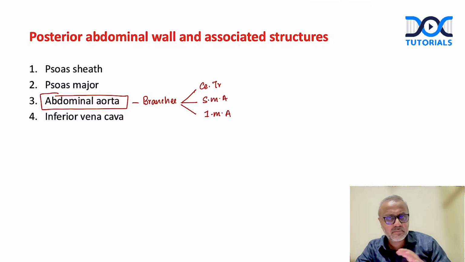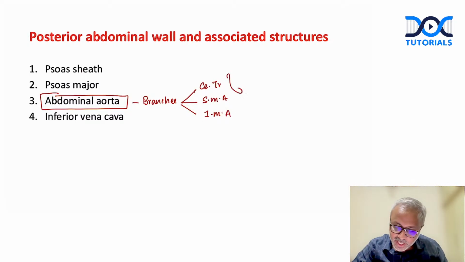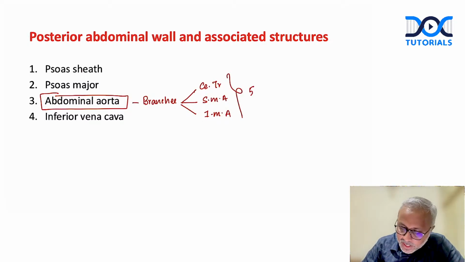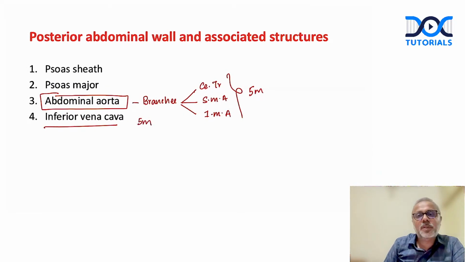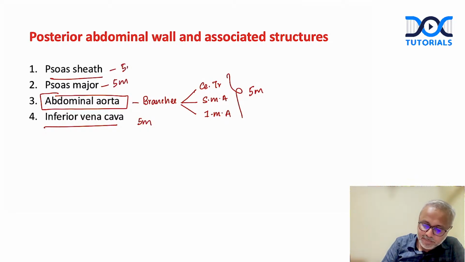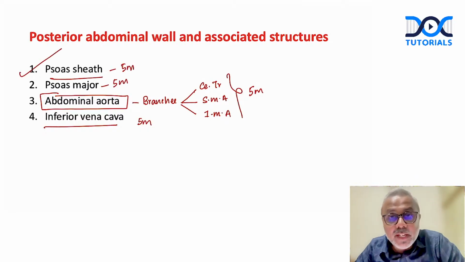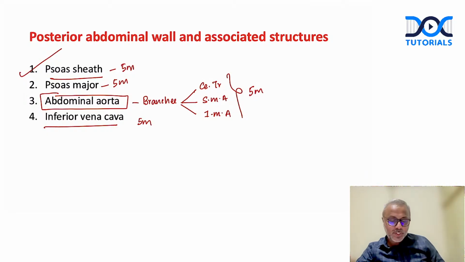Other arteries, less likely, but we can see a lot of questions on these 3 arteries, right? All are important 5-marker questions. Inferior vena cava, a 5-marker question. Psoas major, 5-marker. Psoas sheath, a 5-marker. Again, if the examiner wants to make it very tough, they can ask a question on psoas sheath.